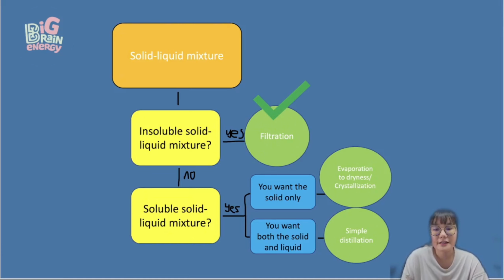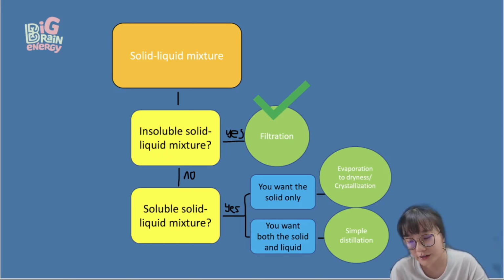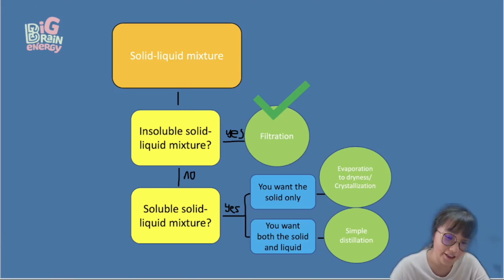So now that we've seen how to obtain insoluble solid from a solid-liquid mixture, let's look at how we can separate a soluble solid-liquid mixture. If you just want the solid only, and you don't really want the solvent, then you can just use evaporation to dryness or crystallization. And again, these two processes are kind of similar, and that's why you also need to be able to distinguish which one is a more suitable method to use compared to the other.